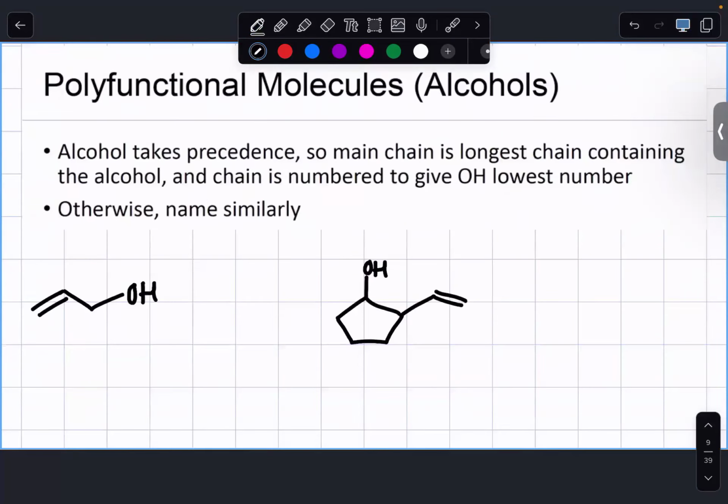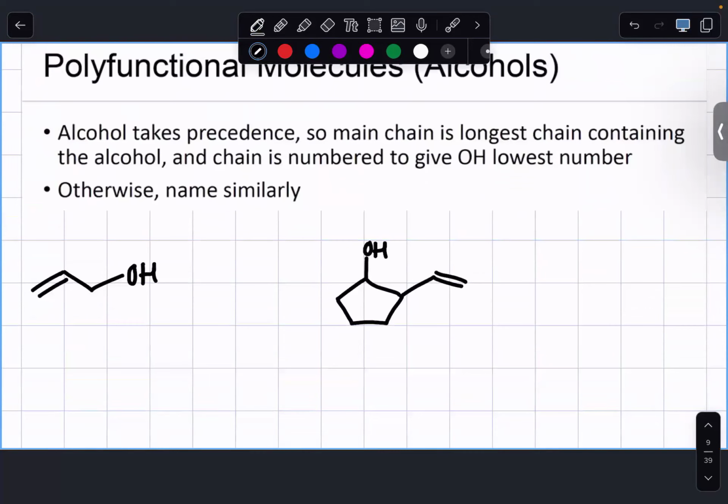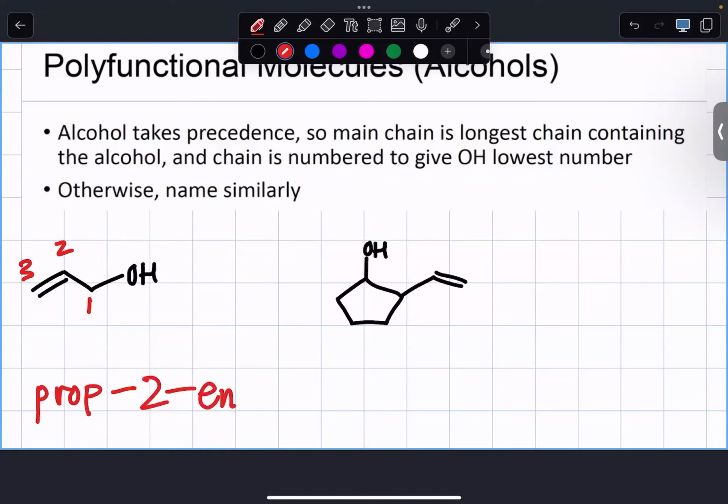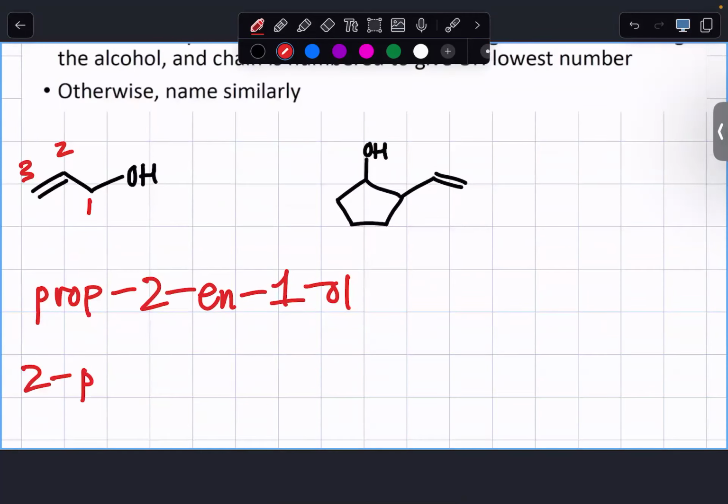Okay, so let's move on to when we have an alcohol that is higher priority than the alkene. If alcohol is higher priority than alkene, then we want our lowest number to be near the alcohol instead. So that's why we're going to number this 1 and not this carbon as 1, because alcohol has a higher priority than alkene. So we want the lowest number to be near alcohol, not alkene. Since it's 3 carbons long, we are going to have prop-2-ene-1-ol. Or it could have been 2-propene-1-ol.